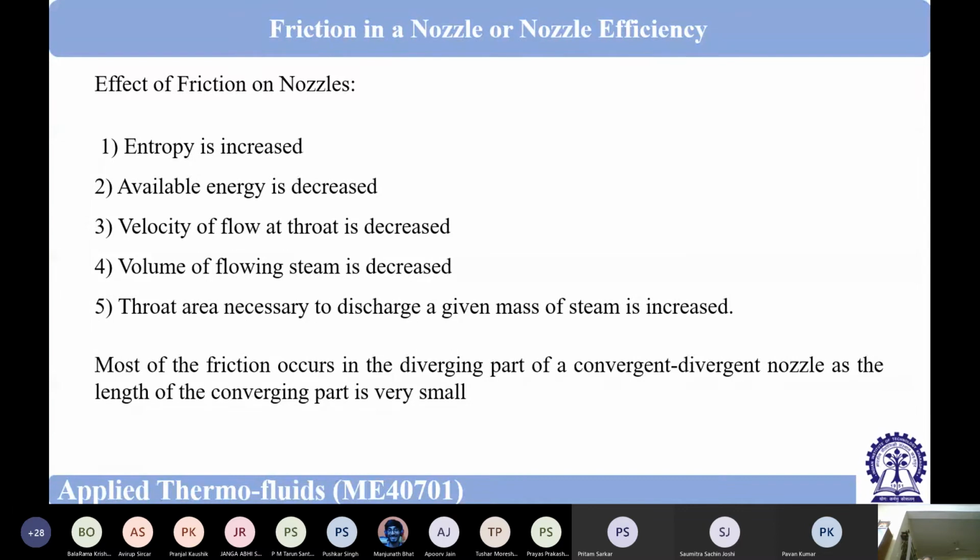What happens in the divergent portion when the fluid is passing? Always there is a risk that flow separation may take place. If the angle is very large, that means if it is diverging at a very high rate, then flow separation may take place. To avoid this, we have to make the slope very mild. That's why we have a longer divergent portion compared to the convergent portion, and a longer divergent portion will give more frictional resistance.